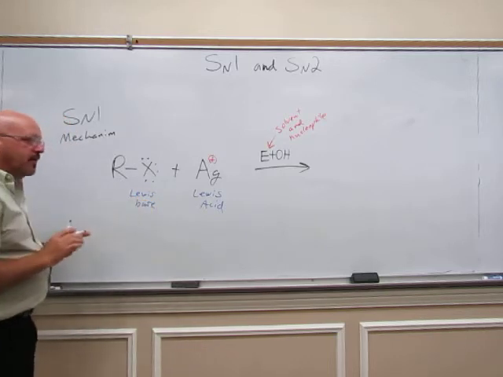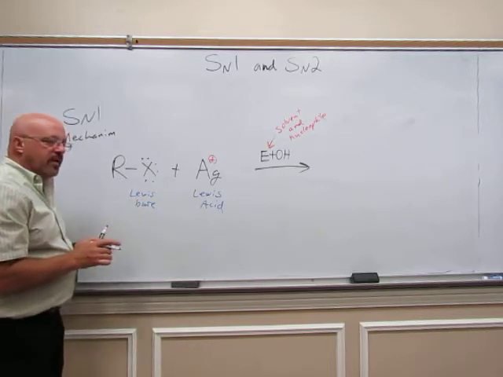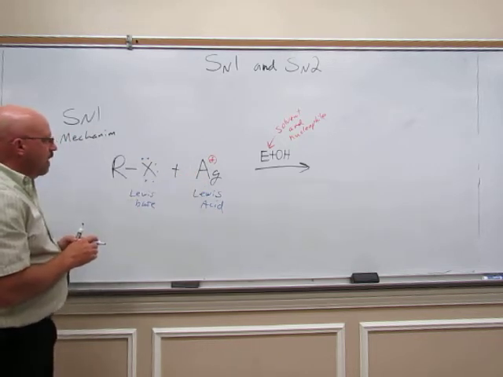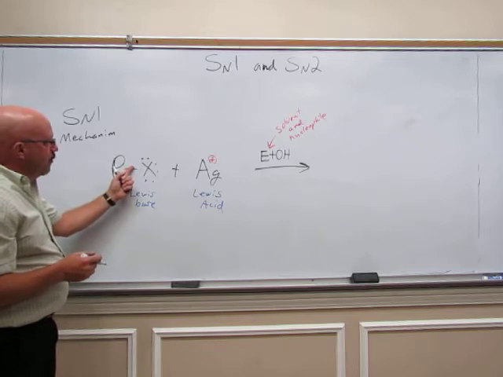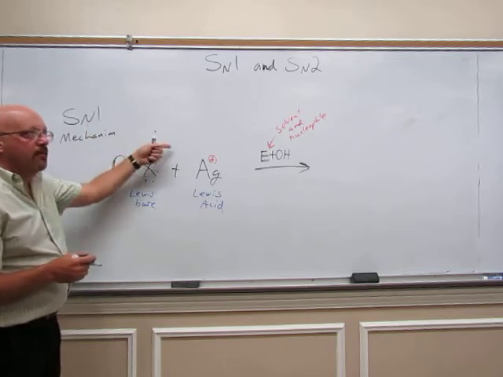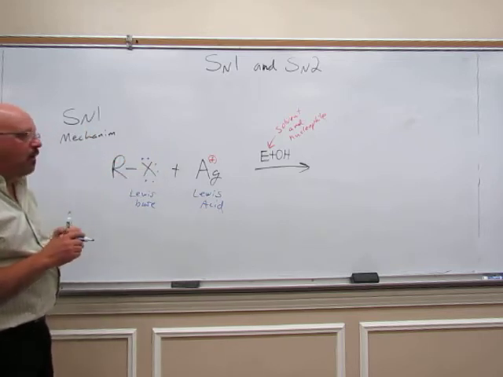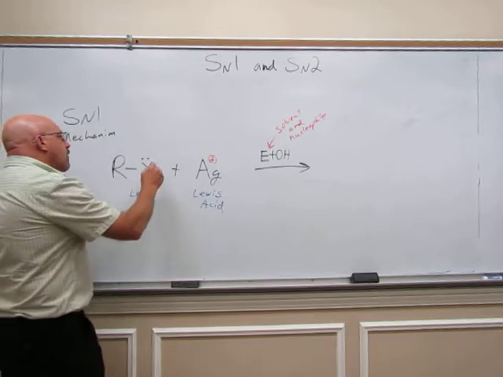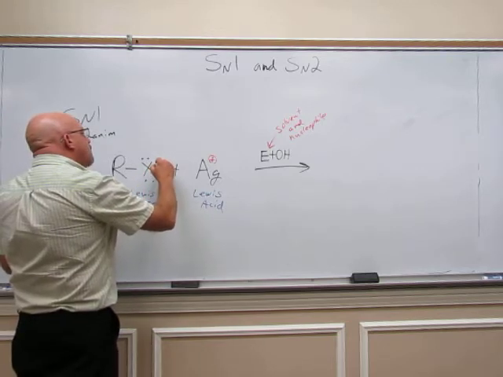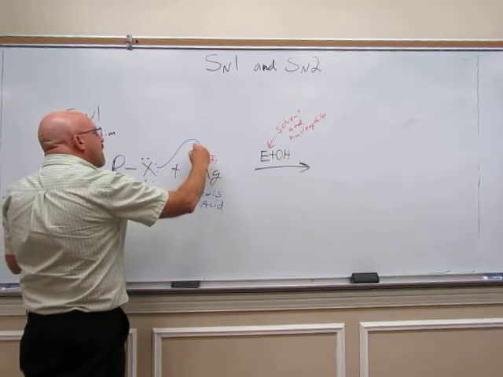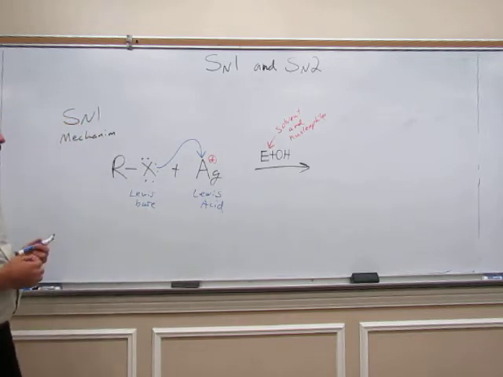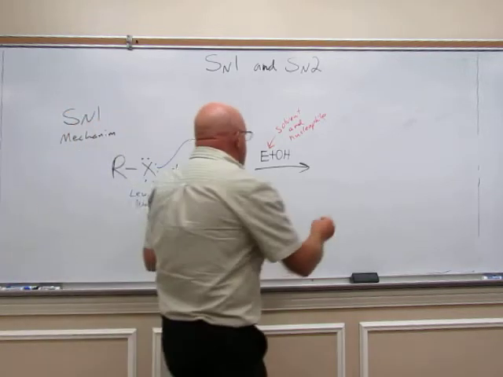So I'm going to show you a different mechanism than what we discussed in lecture, because I didn't discuss using silver. If you recall in lecture, we just had to wait for the halogen to leave all by itself. We're going to use the silver to help it leave. So the halogen atom is going to donate a pair of electrons to our Lewis acid, and the Lewis acid accepts that pair of electrons.